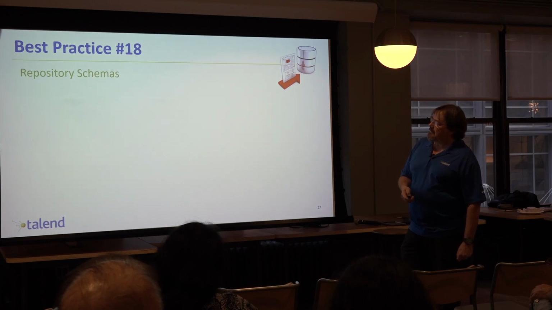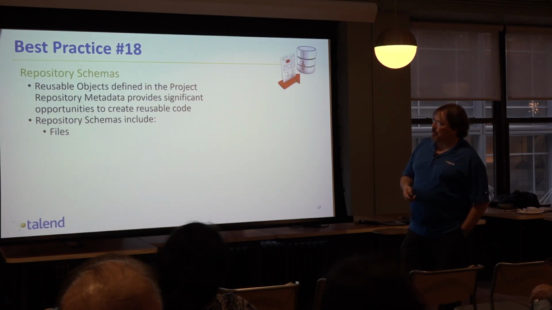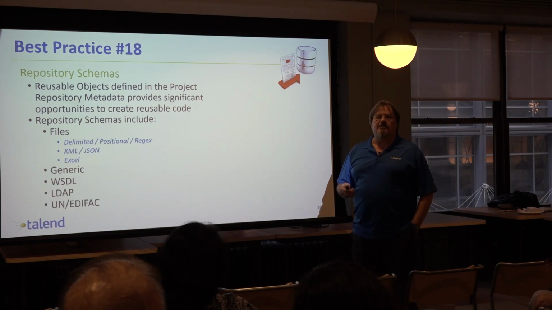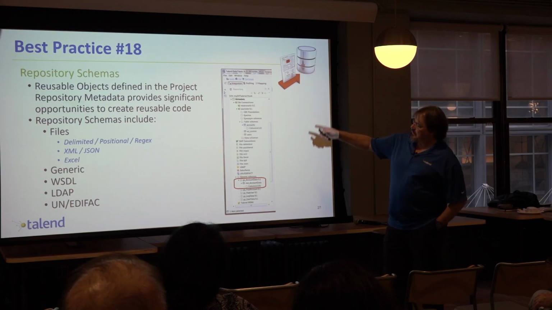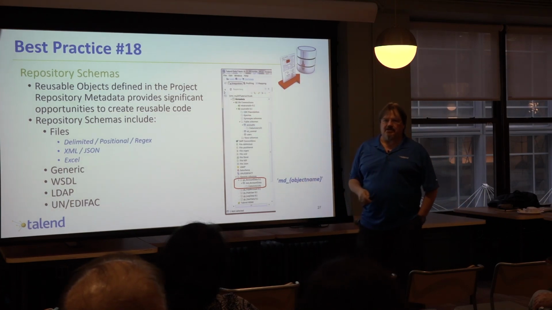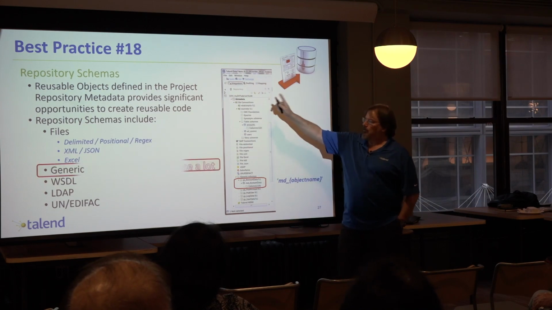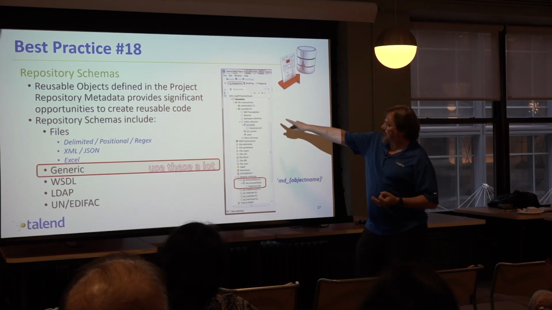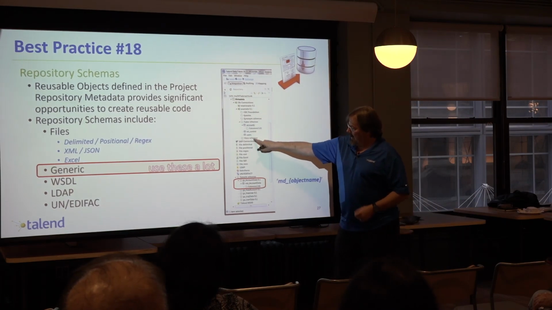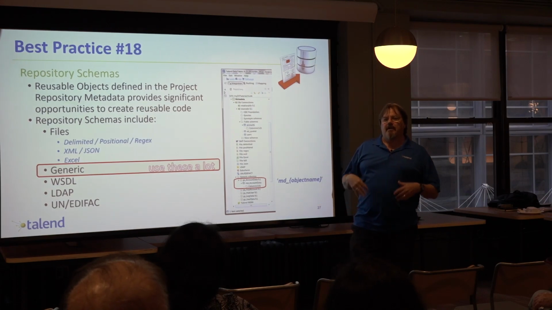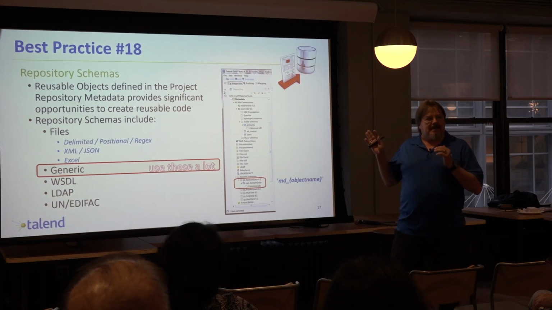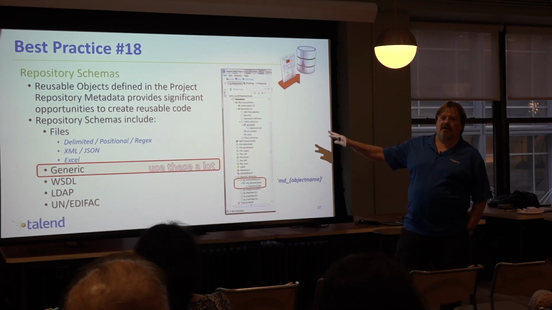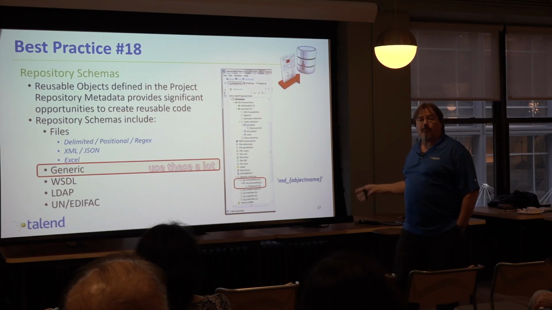Number 18, repository schema. So within that project repository section, we have all kinds of capabilities. And here's the expanded metadata section. So over here on this panel in the repository, you've got your job designs, your joblets, your database connections. In fact, here are your database connections under metadata. But we have all these other types of metadata that you can create becoming reusable objects. When you put them here in the project repository, that means they're reusable in any job within the project.